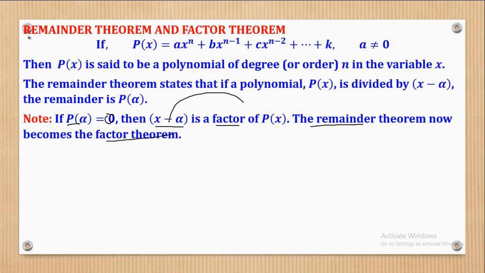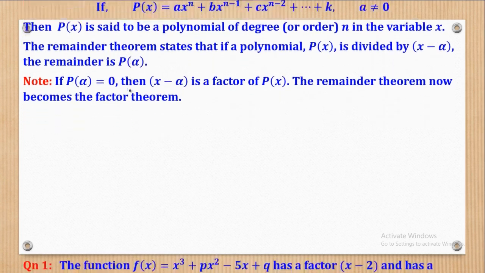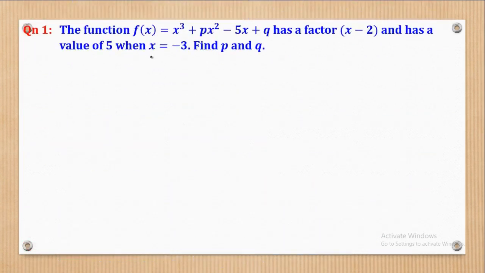So that is our heading: remainder theorem and factor theorem. The factor theorem is when this one is equal to 0, and the remainder theorem is when this one is not equal to 0. So let's go through some of the questions.